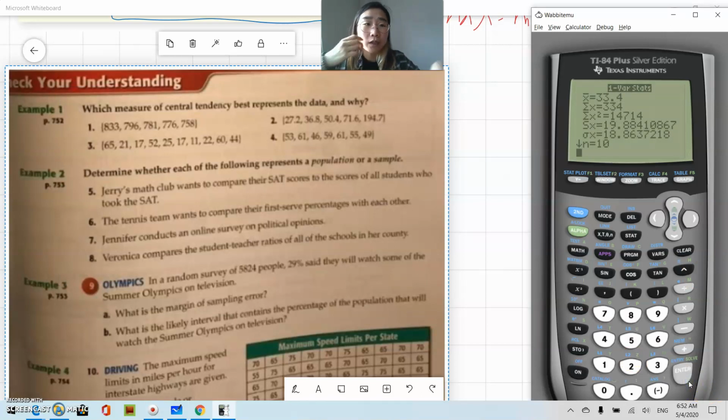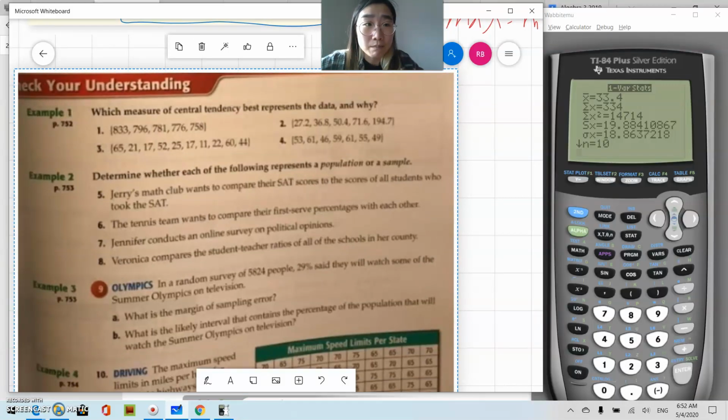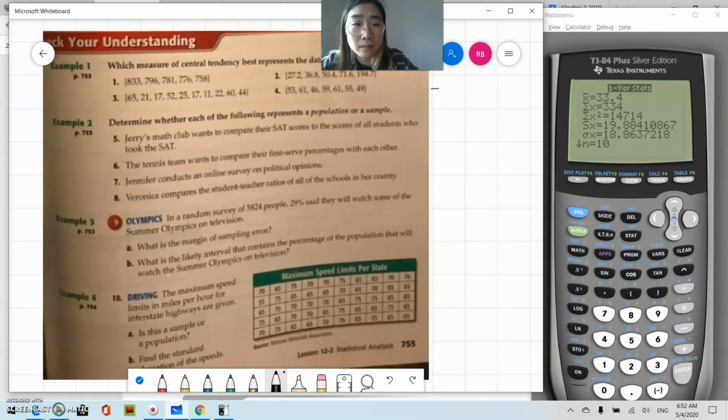Yesterday we learned that the x bar represents the mean. So let me rewrite that. This is number 3, and there is a sigma sign right here, right?